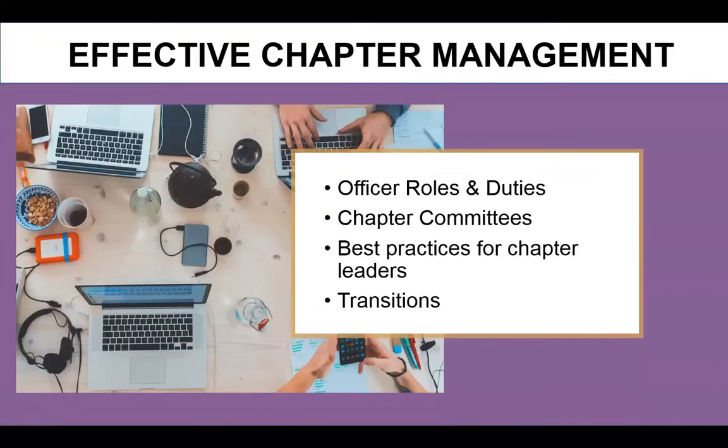Let's get into the basics of effective chapter management. I want to start by talking about officer roles and duties. In a Phi Alpha Delta chapter, there are 5 main officer roles, and each officer serves an individual purpose while working together to lead the chapter. Our officer titles are Justice, also known in other organizations as President, Vice Justice, which corresponds to Vice President, Clerk, corresponding to Secretary, Treasurer, and Marshal.